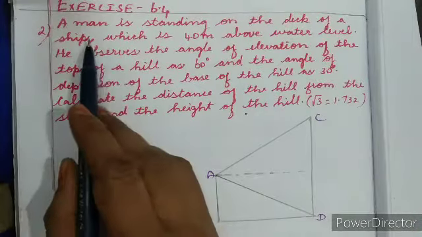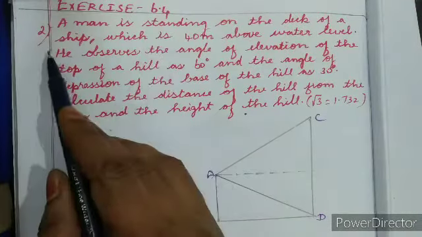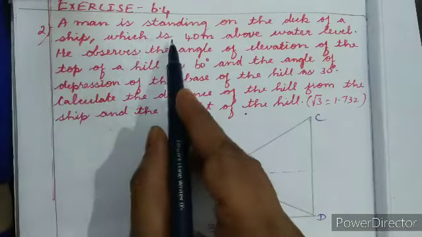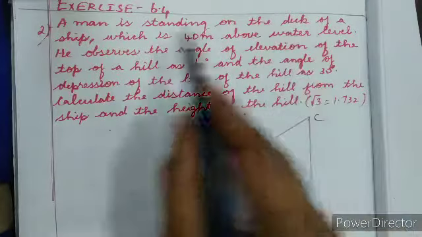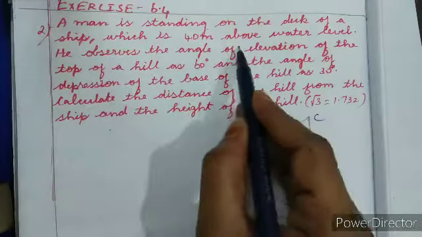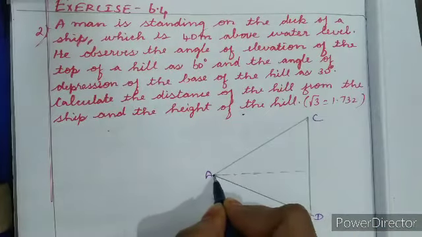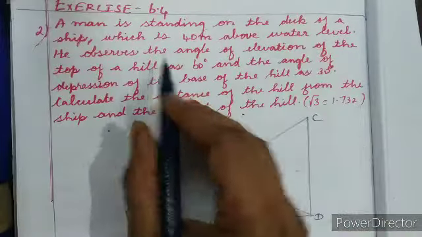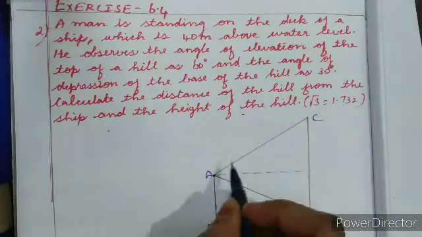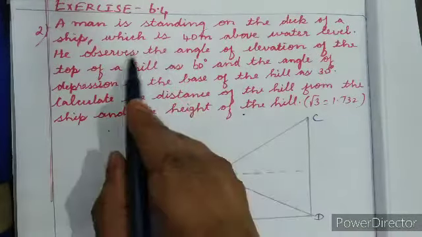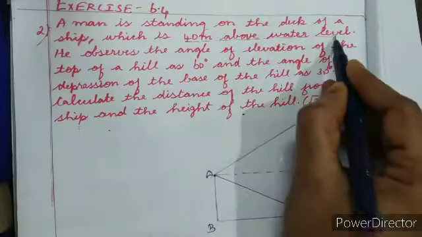Hi friends, in this exercise 6.4, second sum. A man is standing on the deck of a ship which is 40 meter above the water level. So the man is standing on the deck, or corner, of the ship, and the deck of the ship is 40 meter above the water level.